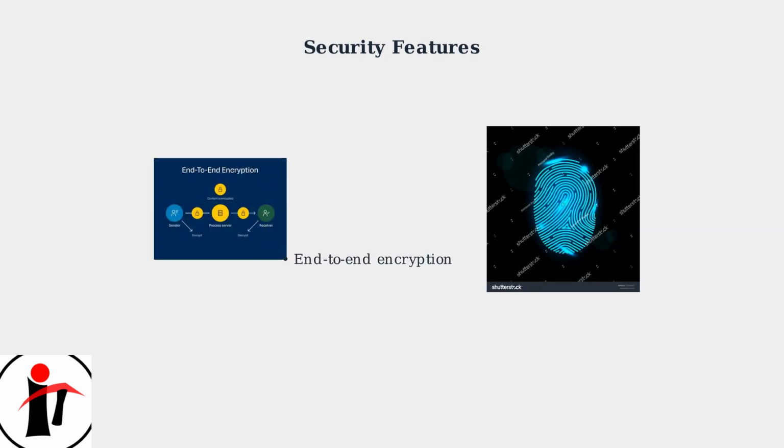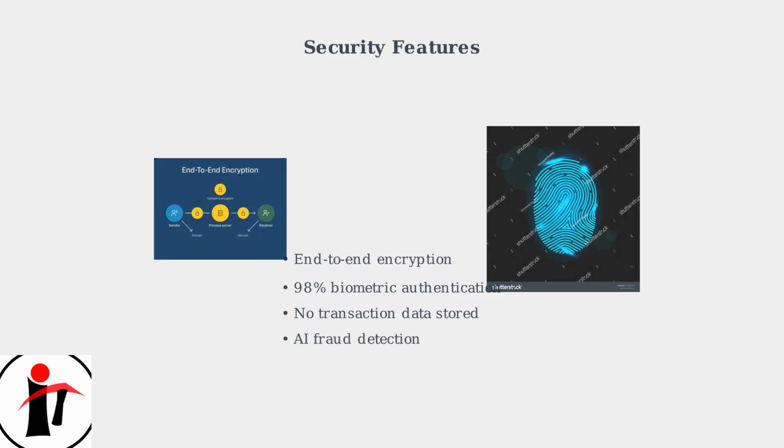You can transfer up to $10,000 per day for person-to-person payments and maintain up to $20,000 in your Apple Cash balance. Apple Cash prioritizes your security with multiple layers of protection. All transactions use end-to-end encryption, and 98% of transactions are secured with biometric authentication like Face ID or Touch ID.